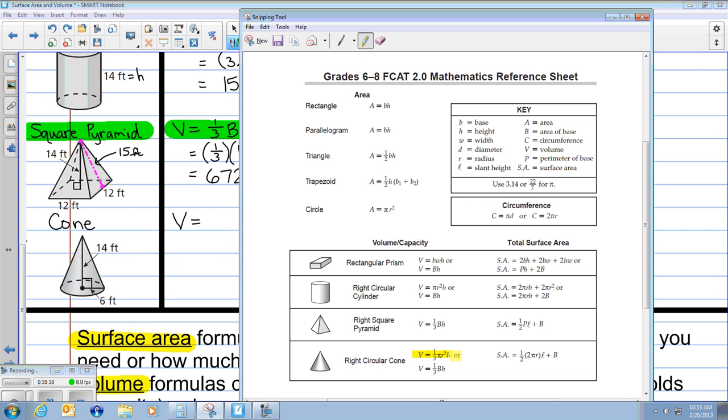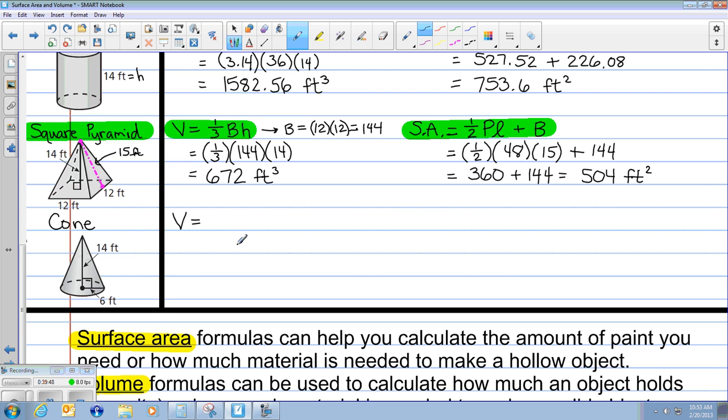V equals 1/3 pi r squared h. So we're going to have that 1/3 issue again. And then here's our surface area formula. So volume equals 1/3 pi r squared h.